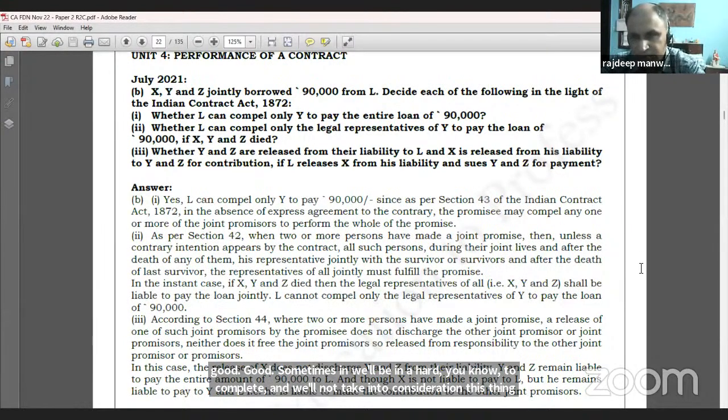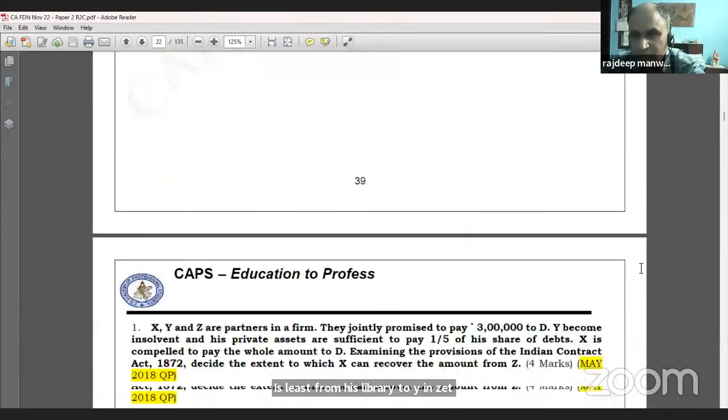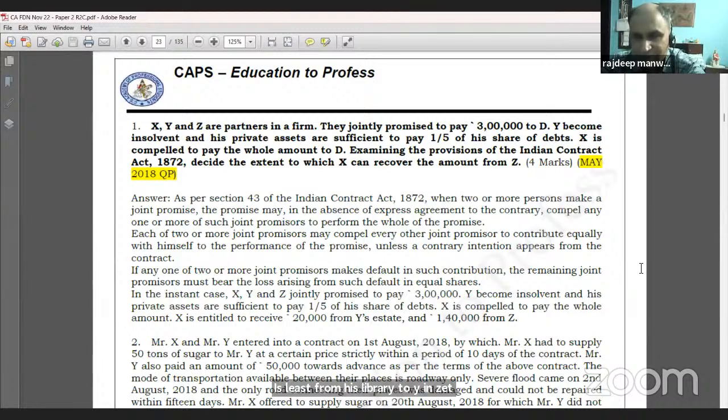Yeah. Next. Whether Y and Z are released from their liability to D and X is released from his liability to Y and Z. No, that we did. No, he can claim from the other two. The same point, no, that X, Y, and Z thingy, right? Yes, sir.